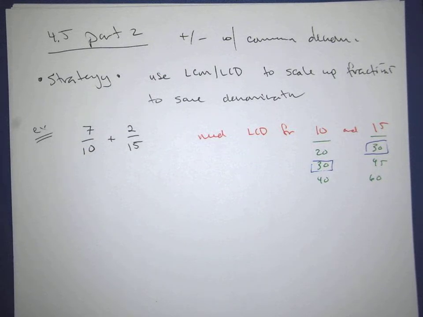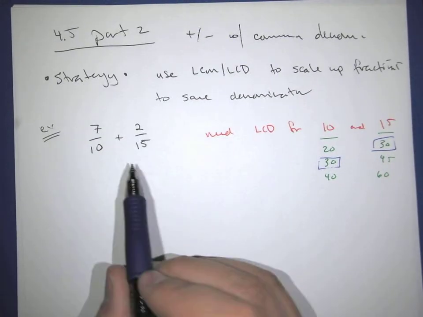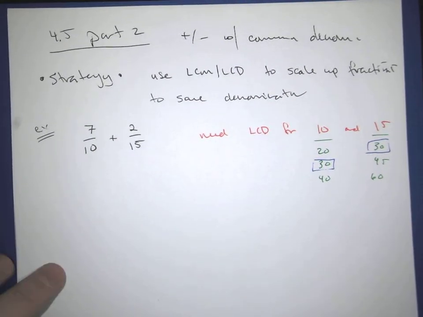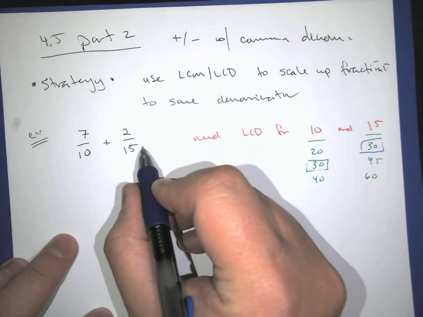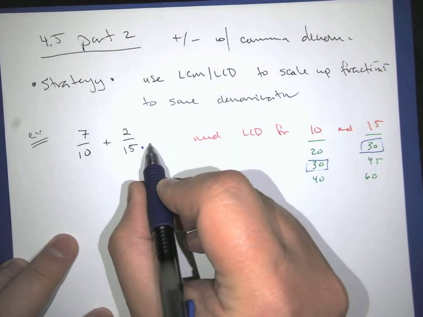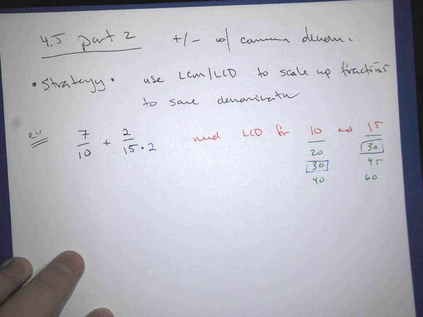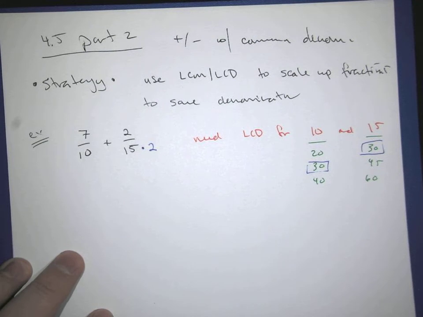So what I need to do is rewrite both of these fractions with 30 as the denominator. So how do I do that? How do I get from 10 to 30 and 15 to 30? Well, what we're going to do is multiply. Let's do 15 first, right? Well, 15 times 2 is going to be 30.